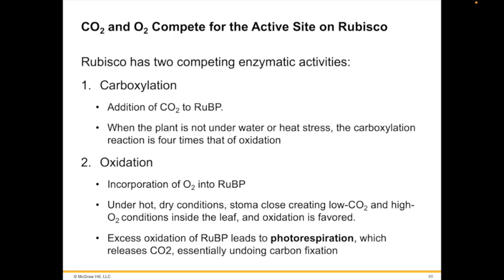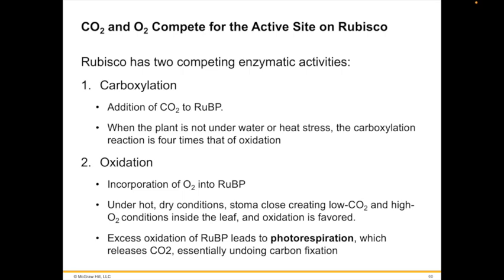The carboxylation and oxidation of RuBP are catalyzed at the same time at the same active site on Rubisco, and CO2 and oxygen compete with each other at this site. Under normal conditions at 25 degrees Celsius, the rate of the carboxylation reaction is 4 times that of the oxidation reaction, meaning that 20% of the photosynthetically fixed carbon is lost to photorespiration.